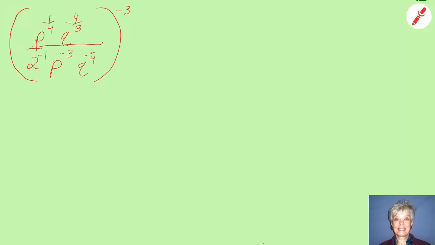All right, here we go. Negative 1/4 times negative 3 is positive 3/4. So in the numerator, I'll have p to the positive 3/4.